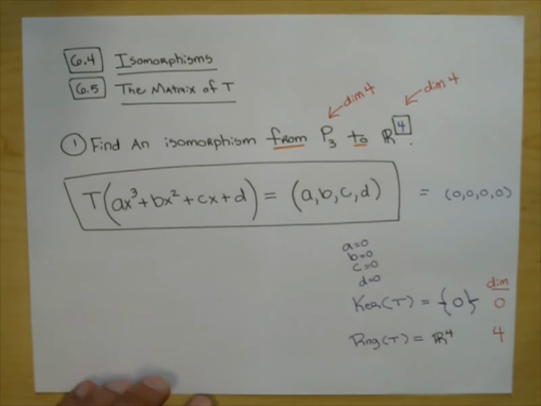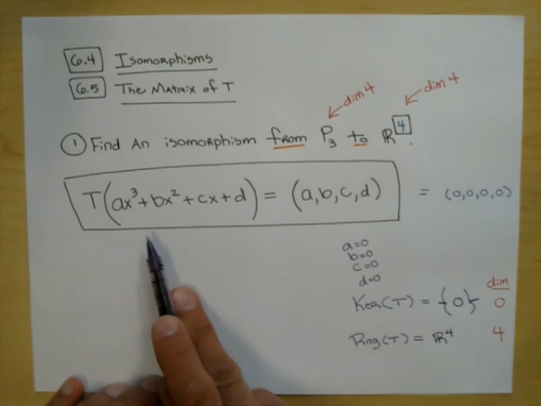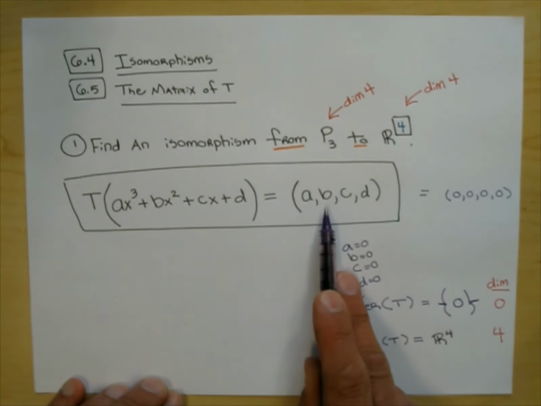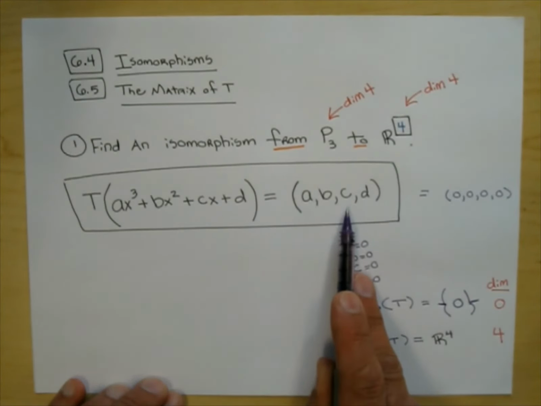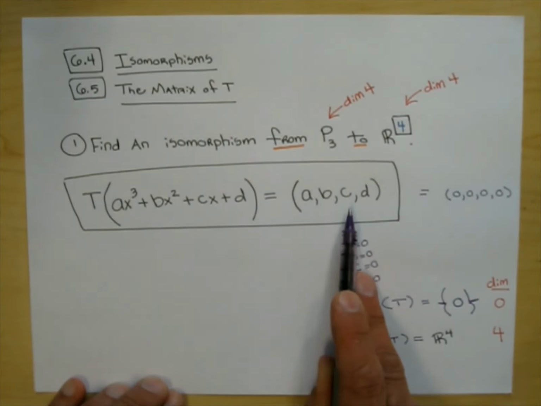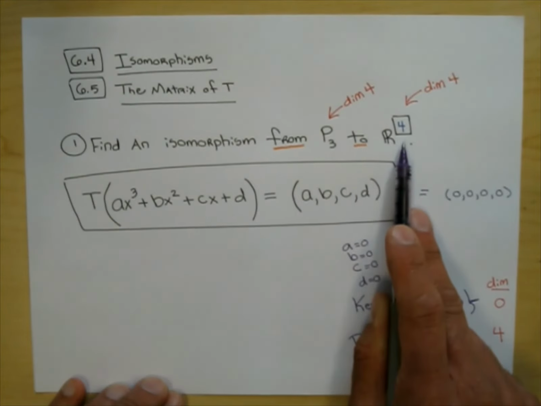And so that shows ontoness. This up here shows one-to-oneness, and so this really is an isomorphism. Now, other possible answers could have been, you could have put a D here, C, B, A. Or you could have gone A, C, B, D. There's lots of isomorphisms from P3 to R4.